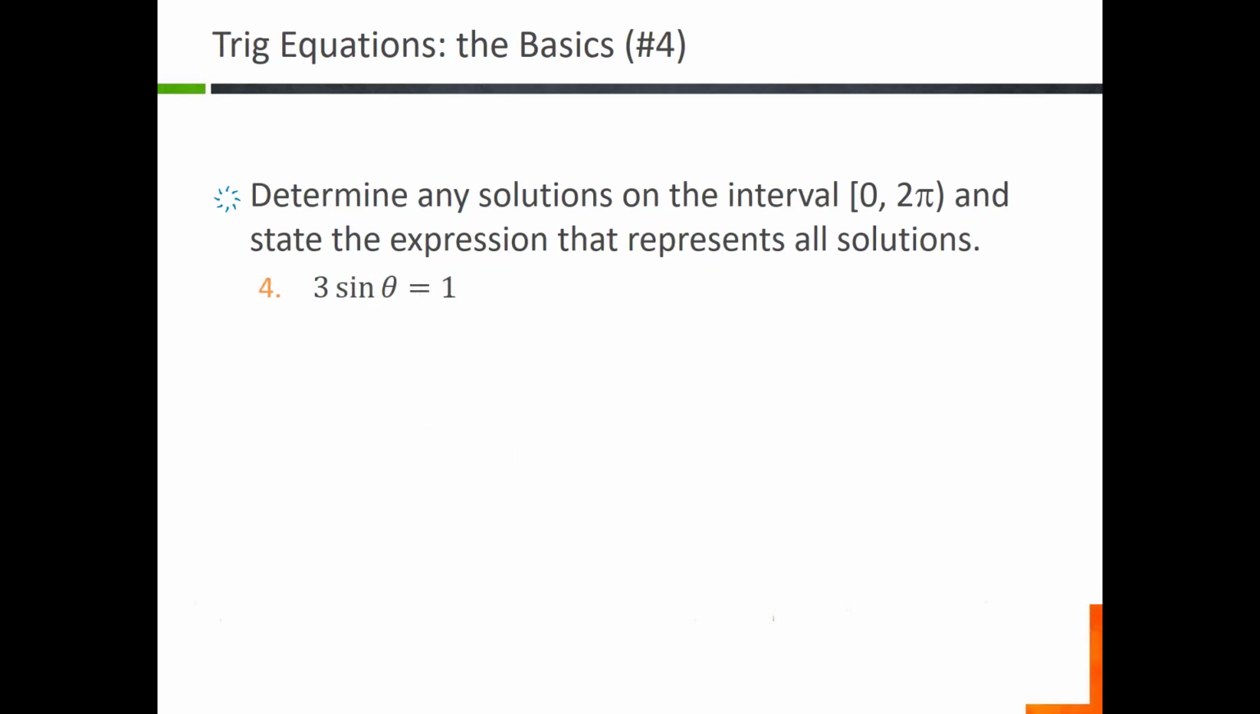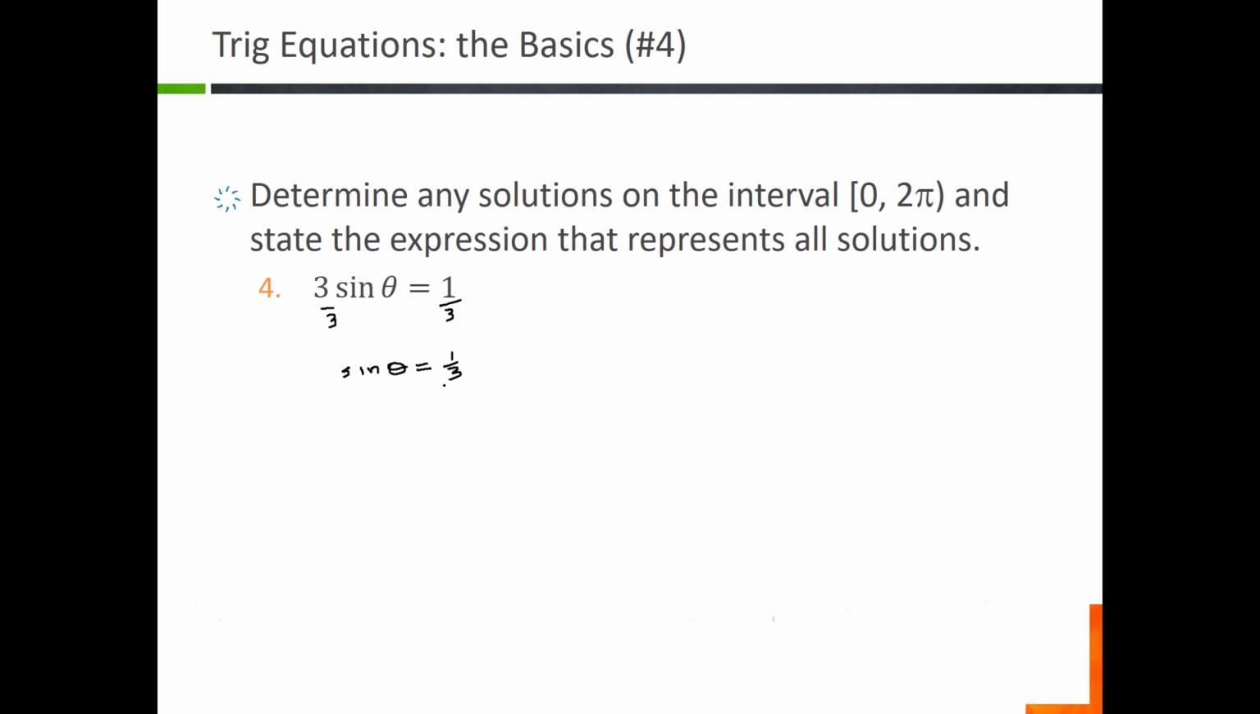So we have 3 times the sine of θ is equal to 1. Let's just do algebra again here. To get sine by itself, we divide both sides by 3. So we get the sine of θ is equal to 1/3. At this point, we need to stop and think. We have it simplified as far as we can go, but 1/3 is not one of our unit circle values. So how do we go about finding when sine is equal to 1/3?